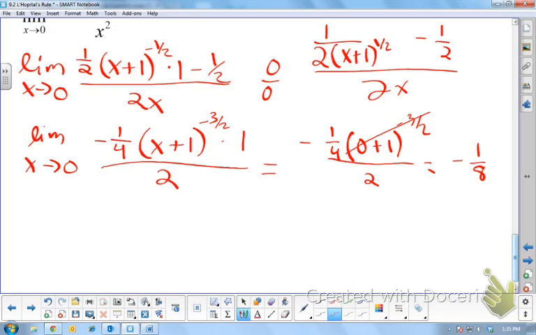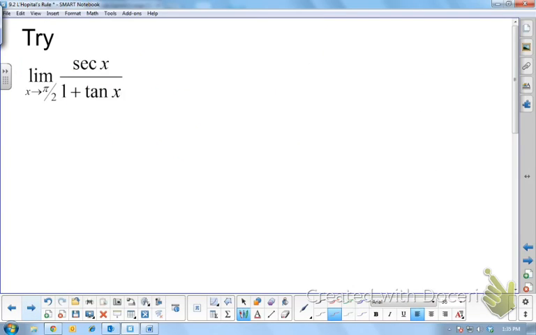Does everyone have this down before I move to the next page? So try this problem.